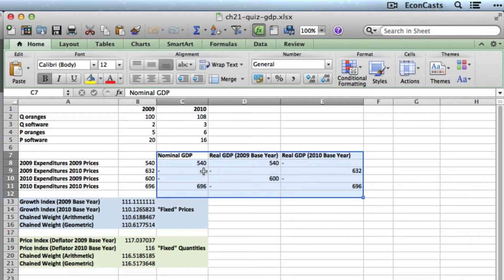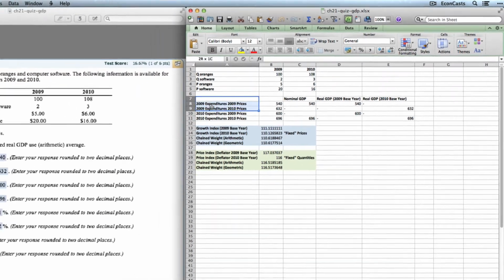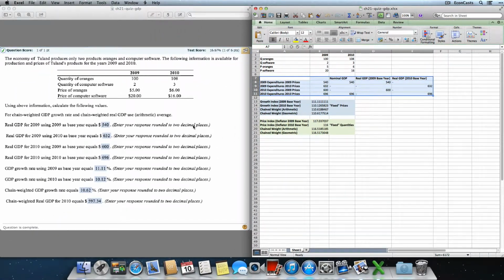You'll notice that when we do 2010 expenditures in 2009 prices, that gives us the real GDP in 2010 using the base year of 2009 prices. And so we just copy our expenditures over here to note that that's the real GDP for 2010 in 2009 prices. Likewise, 2010 expenditures and 2010 prices, that's current year expenditures in current prices, is defined as the nominal GDP for 2010, which also happens to be the real GDP for 2010 when we use 2010 as the base year. Now we have enough information to answer the first several questions.